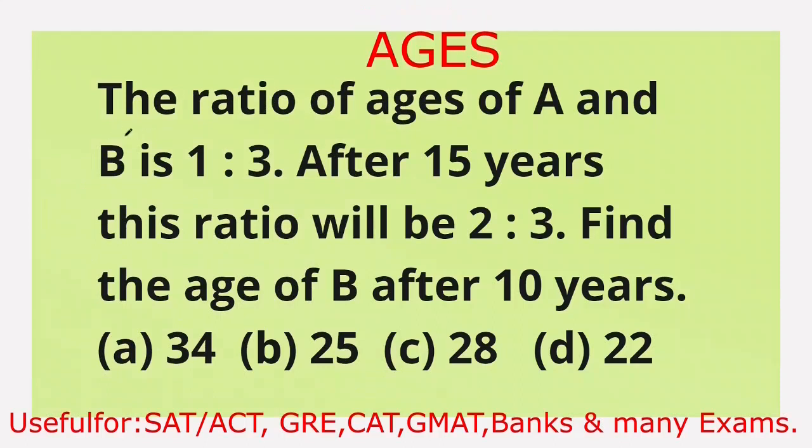Our question is: the ratio of ages of A and B is 1:3. After 15 years, this ratio will be 2:3. Find the age of B after 10 years. The given options are option A 34, option B 25, option C 28, option D 22.